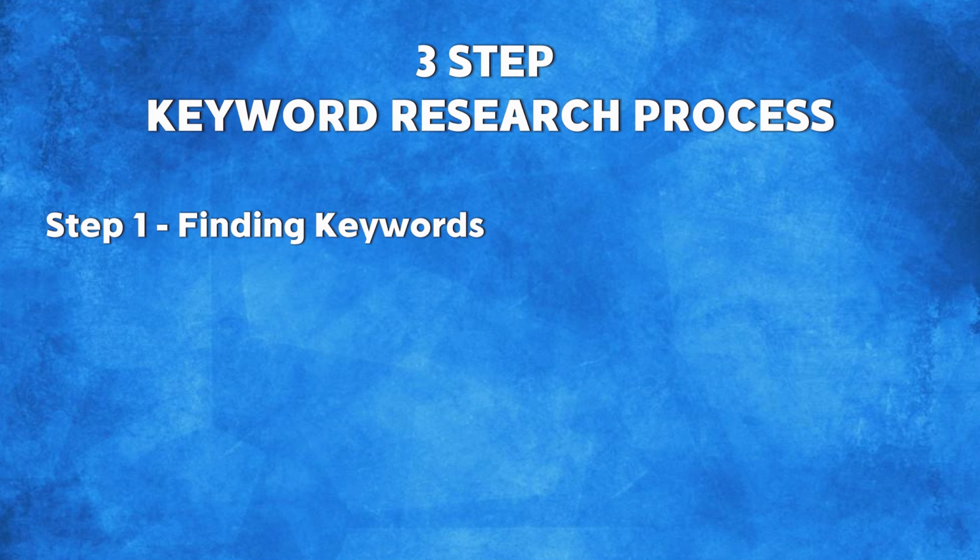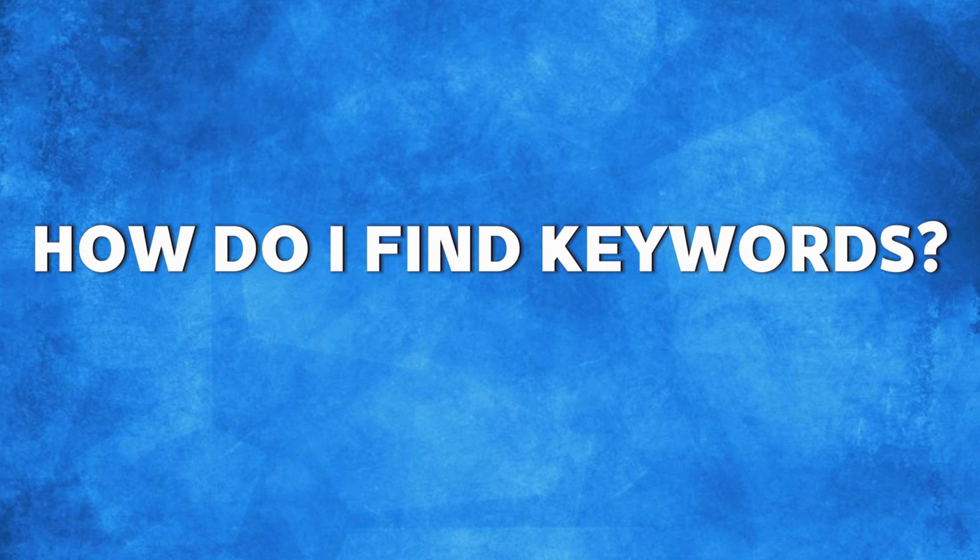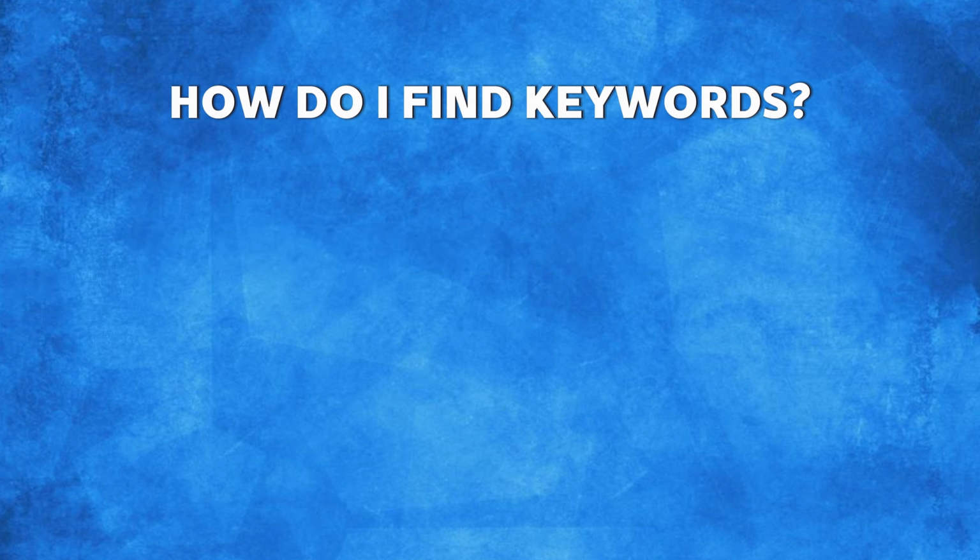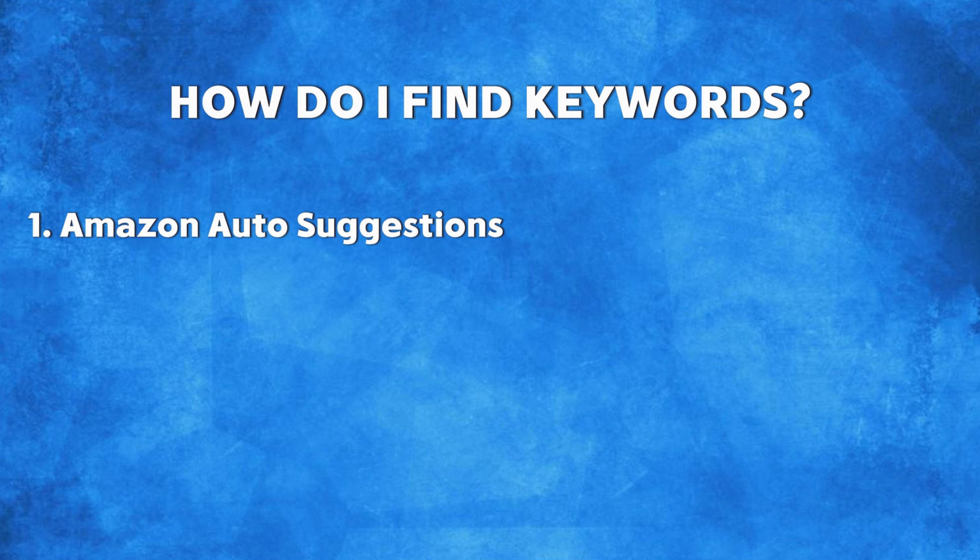Now let's get into step 1, which is finding keywords. So how exactly do I find keywords? There are 2 ways I do this. The first way is through Amazon Auto Suggestions, and the second way is through Amazon's bestsellers list.